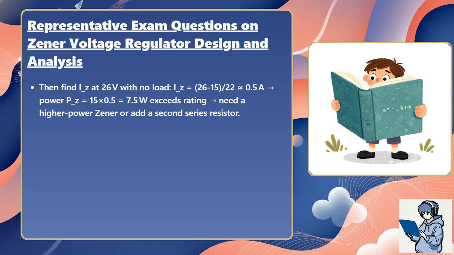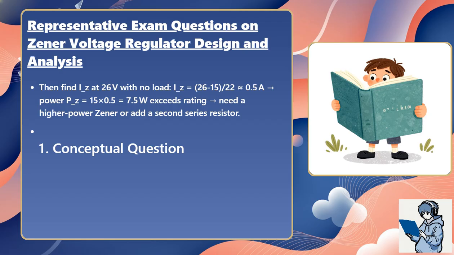Then find I sub Z at 26 volts with no load. I sub Z equals open parenthesis 26 minus 15 close parenthesis divided by 22, approximately 0.5 amps. Then power P sub Z equals 15 times 0.5 equals 7.5 watts, which exceeds the rating, so a higher power Zener or an additional series resistor is needed.